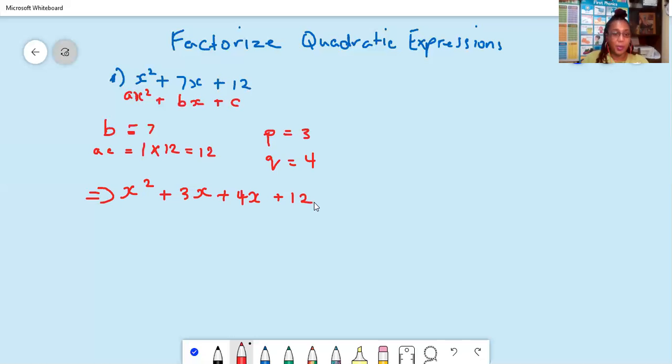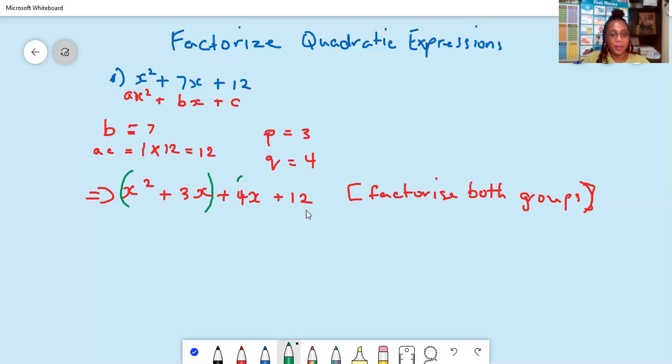So we have to factorize both groups there. Let's find a common factor. I'm going to use my next color pen here. This is the first group here, and this is the second group here. We have grouped them up just to make it easier for us to factorize.